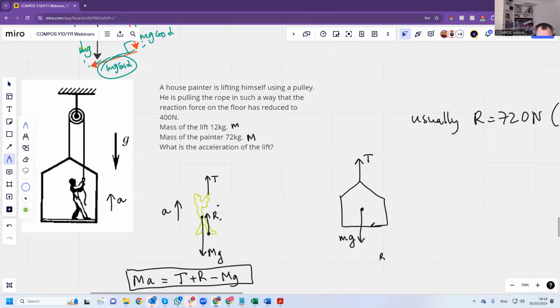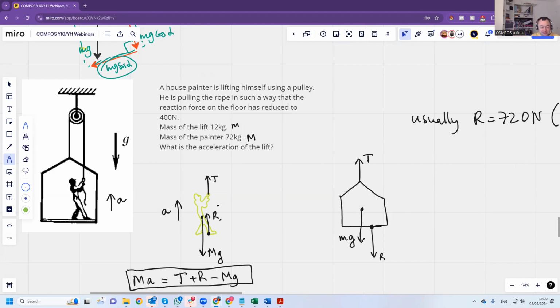The person is pushing on you. The person is pushing you down. So when you draw a free body diagram, you have to imagine that you are that object. You are the lift, so you become the lift.